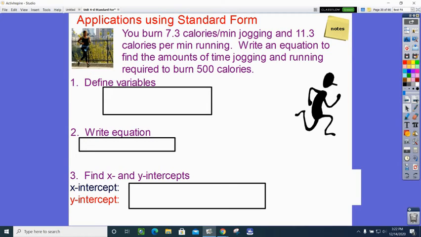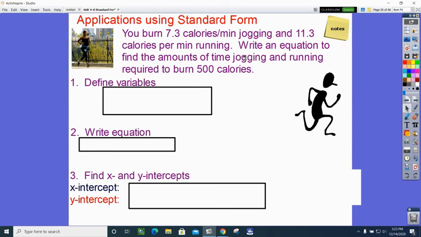So here's an example of an application that uses the standard form. Imagine that you're going to go out jogging and running. You're going to do interval training. Sometimes you're going to be jogging, sometimes you're going to be running. When you jog, you burn 7.3 calories per minute. And when you run, you burn more, 11.3 calories per minute. We are going to write an equation to find the amount of time jogging and time running to burn 500 calories. The first thing we need to do is read that question and see what our 2 unknowns are.